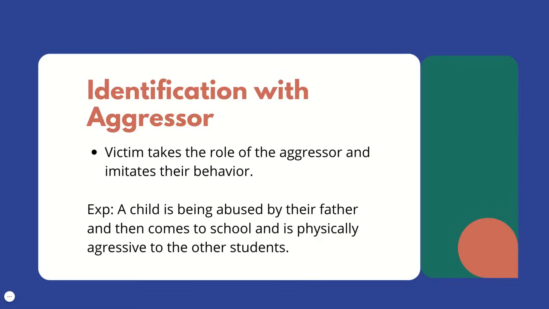Common example here: a child being abused by their father comes to school and is physically aggressive to other students. Remember, if you see children acting out, in some cases it might be what they see modeled for them at home. So maybe they're seeing aggression at home, and they're identifying with the aggressor.